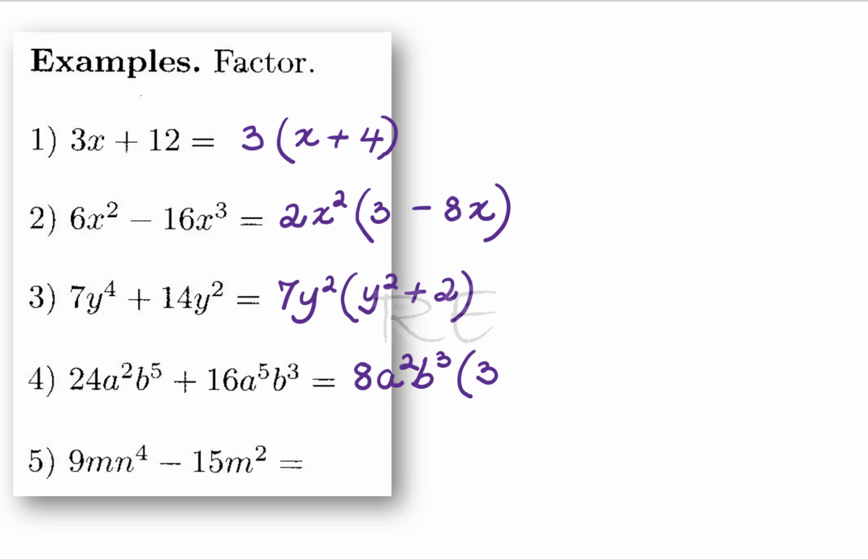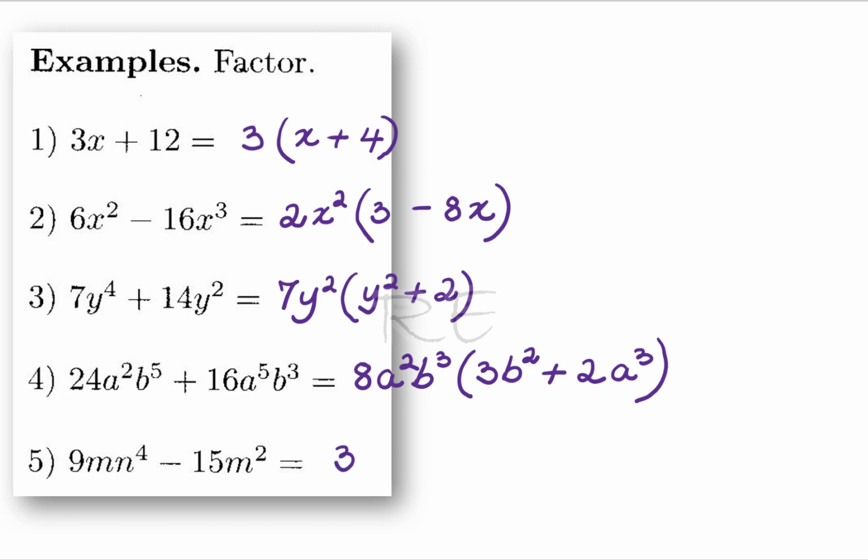We are left with 3b to the second plus 2 a to the third, and times 1, so it's just a to the third.